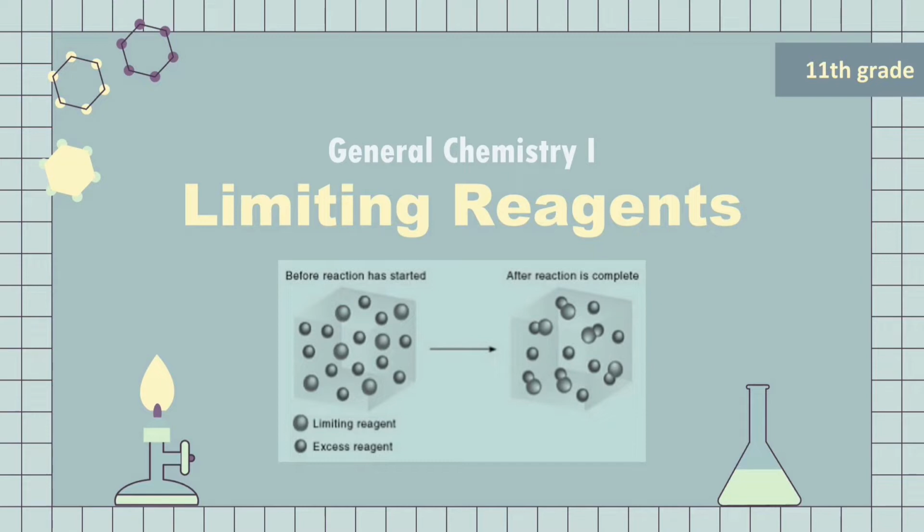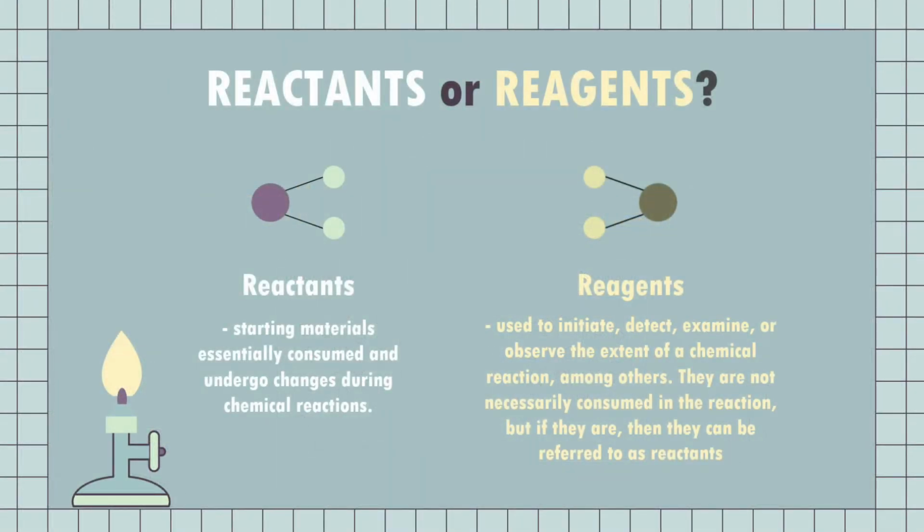Congenial day, everyone. At this juncture, we will be discussing one of the rudiments of basic stoichiometry, the limiting reagents. But before anything else, let us first clarify what reagents and reactants are, as many students are confused with these two terms. Reactants and reagents are closely similar terms that are often used interchangeably in chemistry.